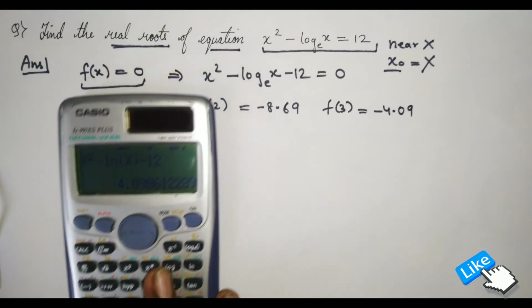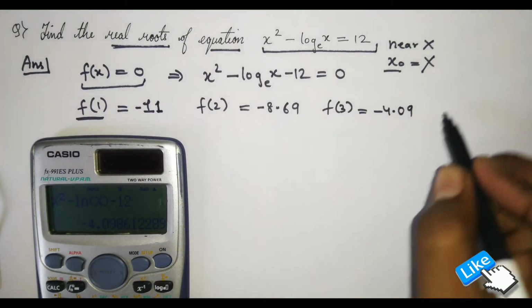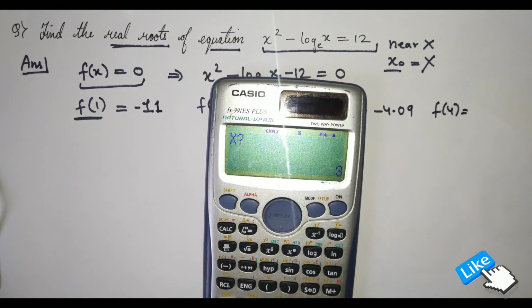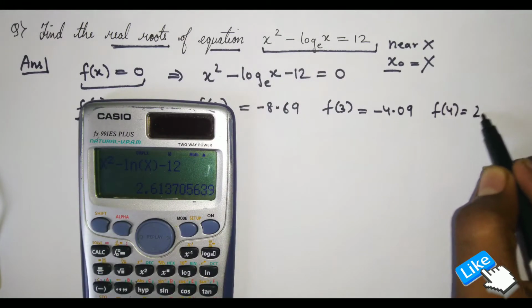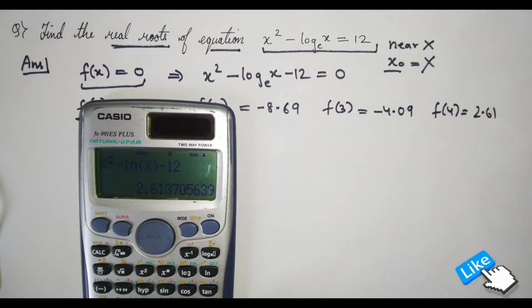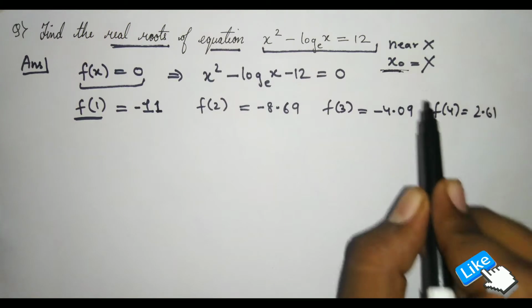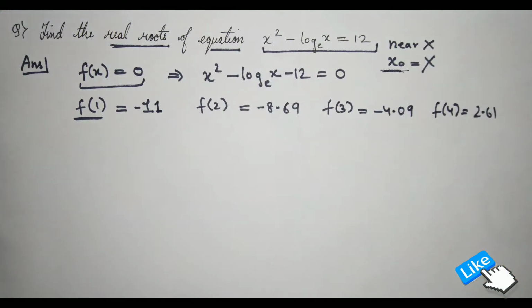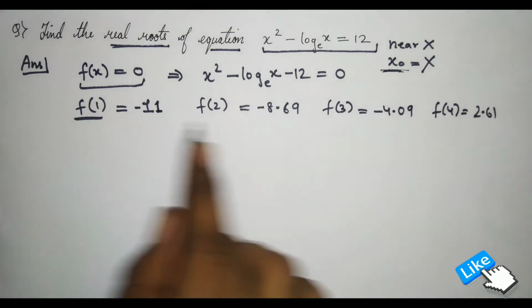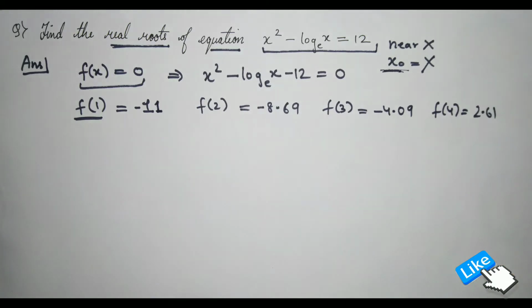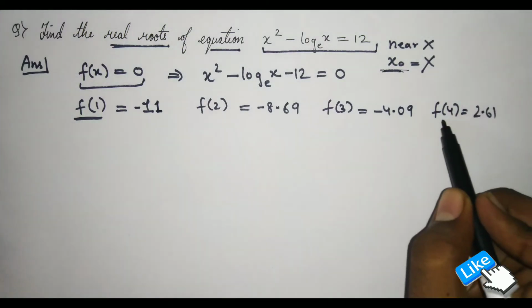Now we'll find f of 4. Again press calculate. They are asking the x value, give 4, press equal to, and you will get 2.61. Now the question is why we are doing all these steps. Because in the question the x naught value is not given, and we want the x naught value to proceed further. So how to find it? We keep putting x as 1, 2, 3, finding f of 1, f of 2, f of 3, f of 4. Till where do we have to go? Observe that I have stopped at f of 4.